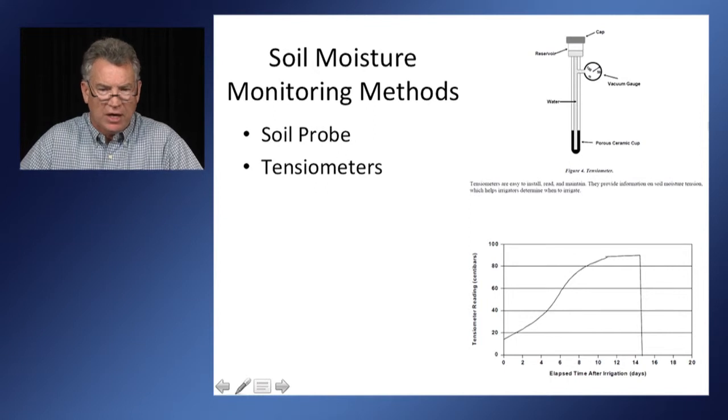In the graphic down below, you can see where an instrument basically started out at day 1 following an irrigation. It increased until the water matrix potential reached about 90 centibars or so, and then suction was broken, and we basically had a reading of 0.